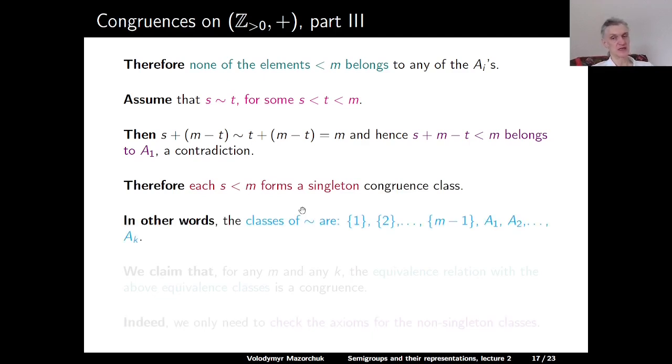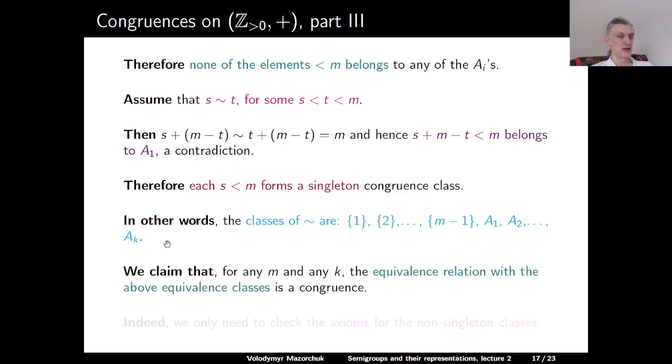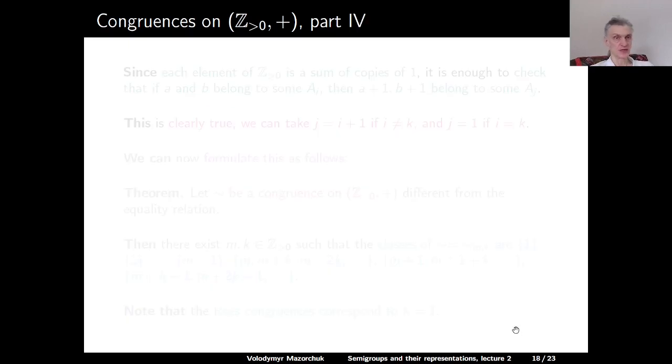So the congruence classes of our congruence are 1, 2, and so on, m minus 1, and then a1, a2, and so on, ak. And now we claim that for all m and for all k, the equivalence relation with the above classes is a congruence. And of course, we only need to check the axioms for the non-singleton classes. For singleton classes, there is nothing to check.